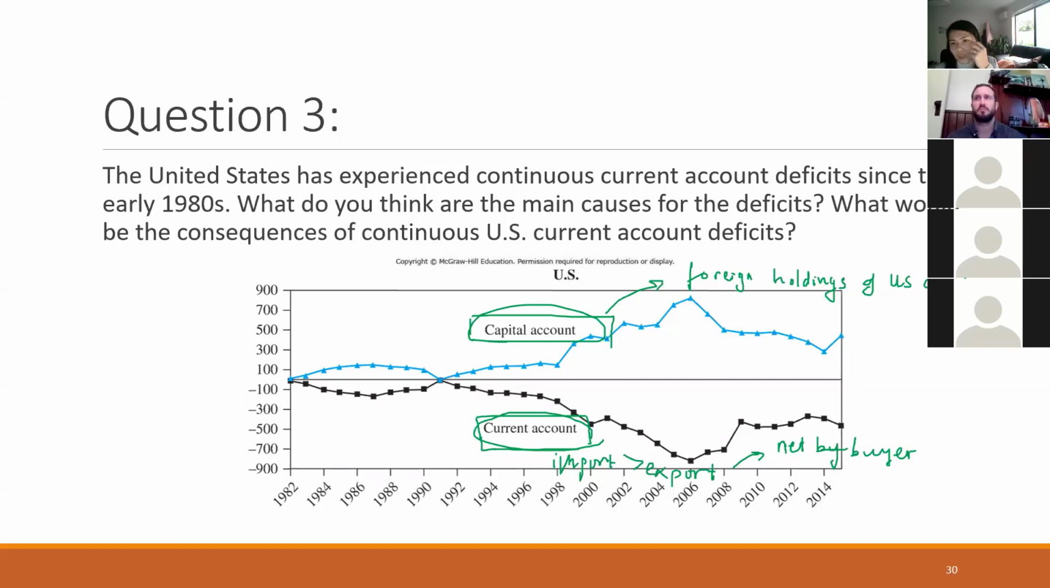So number one, yeah, they consume too much. So if you look at the consumption data for the US, it's quite high, okay? And if you also look at the credit card or personal debt in the US, it's also alarmingly high. Okay. So number one, they tend to consume too much. What else is there? What do you think are possible explanations of their account deficits?